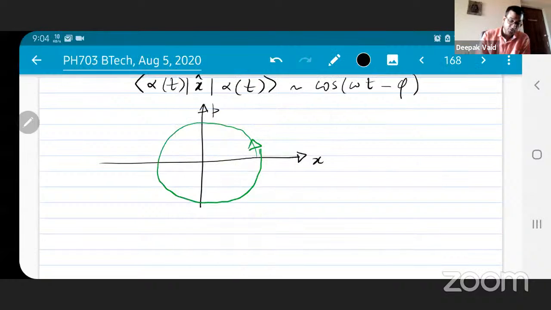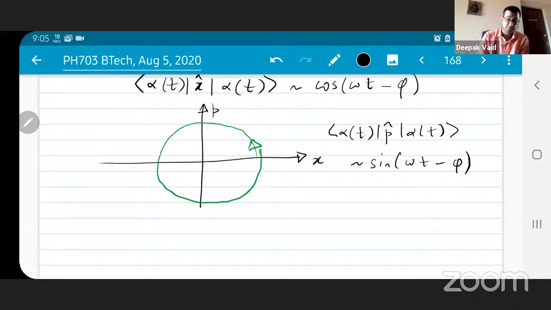And in the same way, if you calculate the expectation of the momentum operator, you will get something like sine of omega t minus. So if you plot the trajectory of the expectation value of X and the expectation value of P, you get the same trajectory as you do for a harmonic oscillator, cosine and sine, moving in a circle in the phase space.